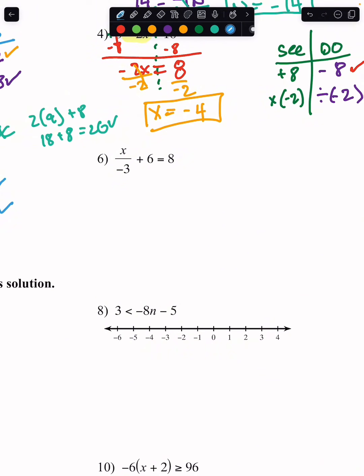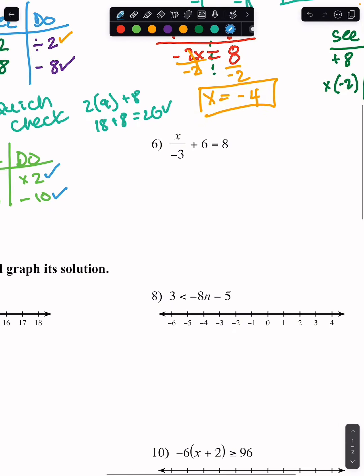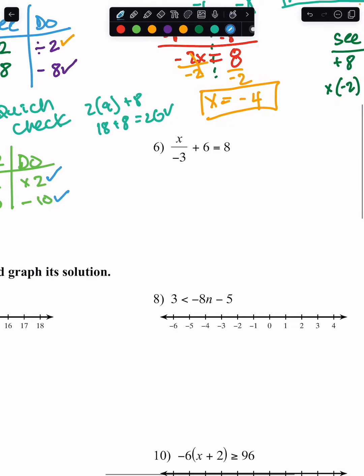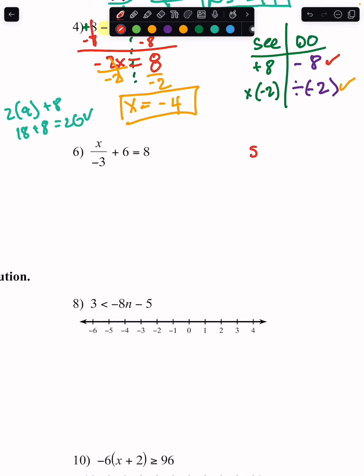Now, on this next part, let's look at the difference between the two. See, this one has division also, but division is not dominant. Okay, it's not dominant. All right, so what do I see? I see it divided by -3, and I also see a +6. What does that mean I'm going to end up doing? Times -3, and since I have a +6, I'm going to end up subtracting 6.